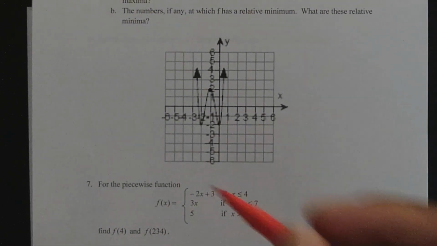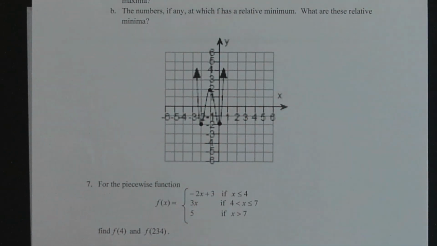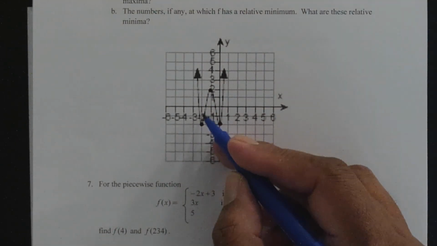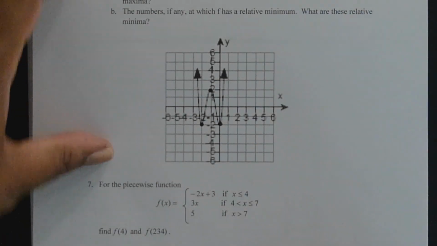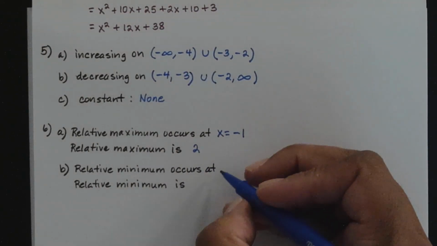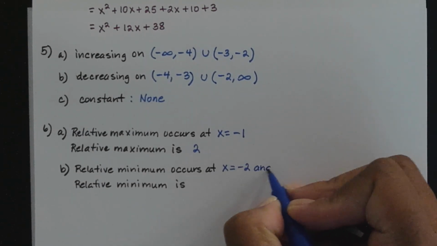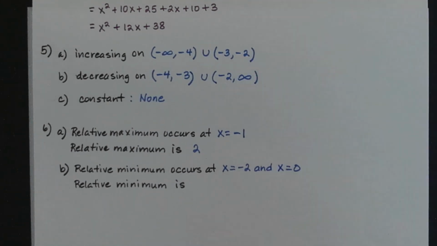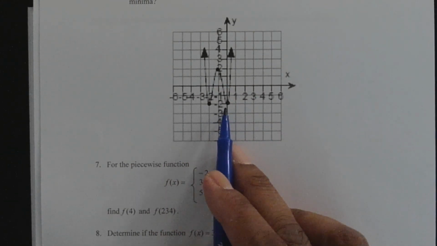So by looking at this graph, here are your two lowest points, here and here. And what are the x values where that relative minimum occurred? -2 and 1. -2 and 0. Yeah, because here's the y-axis right here. That point's on the y-axis, so that x value has to be 0. So the relative minimum occurs at x equals -2 and x equals 0. And then for the relative minimum, we look for the y value for that. What's your y value for that relative minimum? -2.